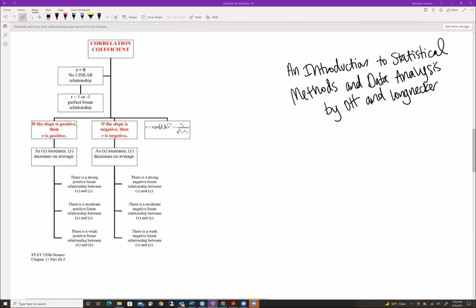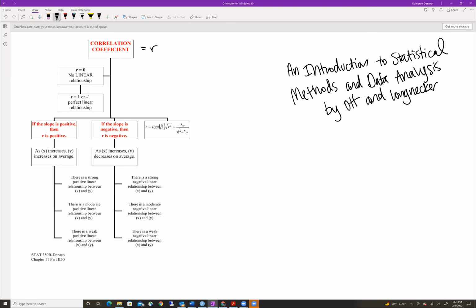Hello, everyone. We're working through Introduction to Statistical Methods and Data Analysis by Ott and Longnecker. We are on chapter 11, part 3. In this section, we're going to be talking more about the correlation coefficient, otherwise denoted with the letter R.